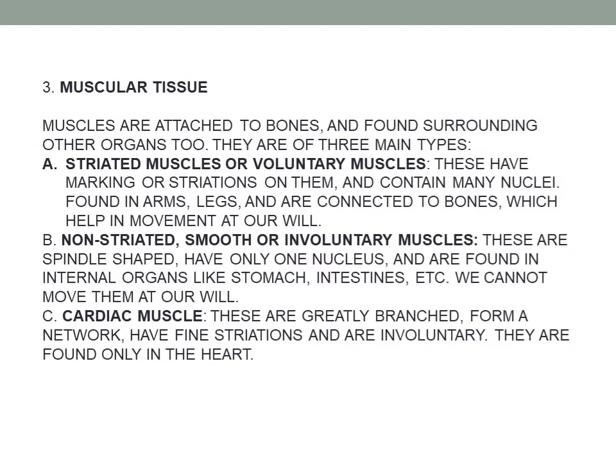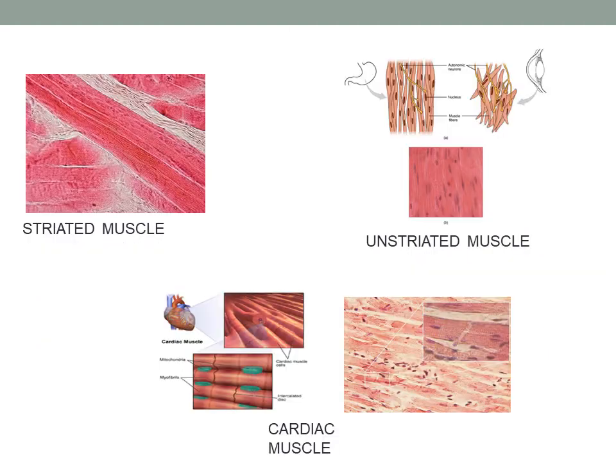Second type is the non-striated, smooth or involuntary muscles, which are spindle-shaped. They have only one nucleus. They don't have striations. They're found in internal organs like stomach, intestine, the urinary bladder, etc. We cannot move them at our will. And that's why they are involuntary. Then the third is the cardiac muscle, which are greatly branched. They form a network. They do have some striations, which are very fine, and they function in an involuntary manner. They have to keep beating, helping the heart to beat throughout the life of the organism. So these are slides of the striated, unstriated, and the cardiac muscle.